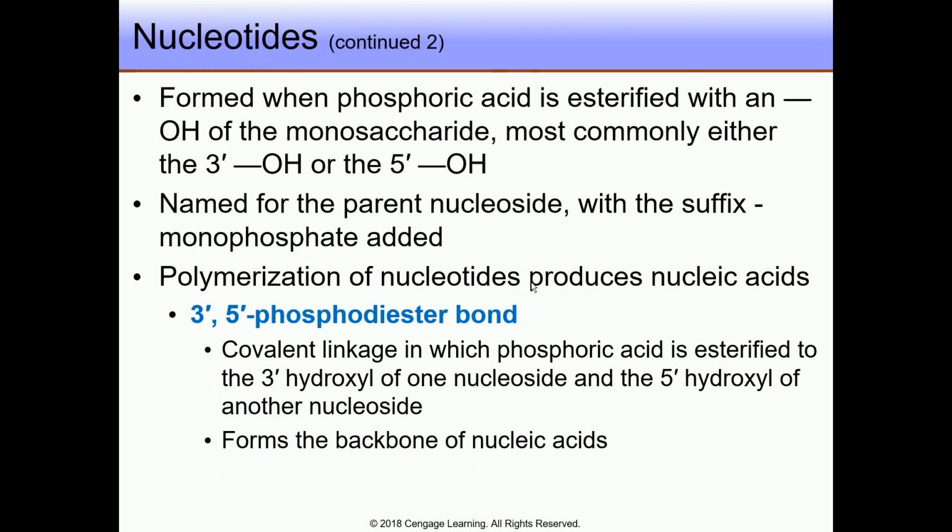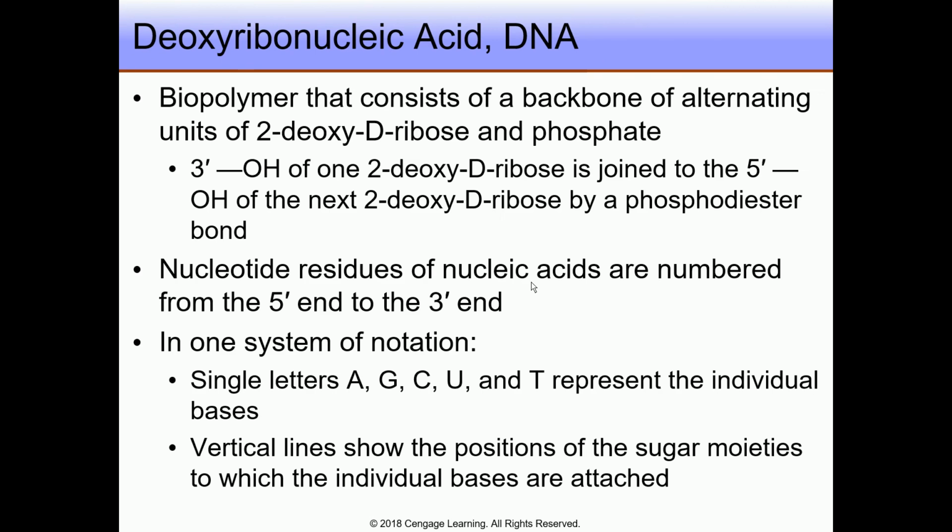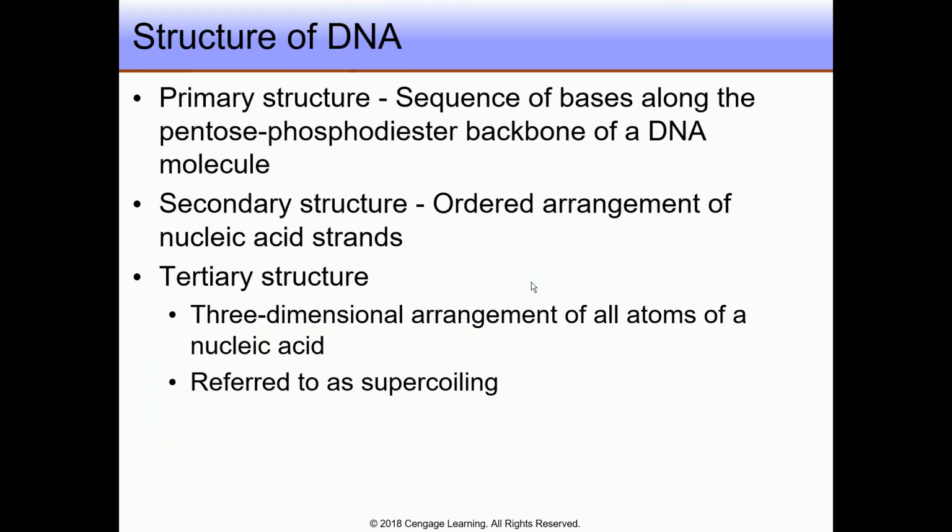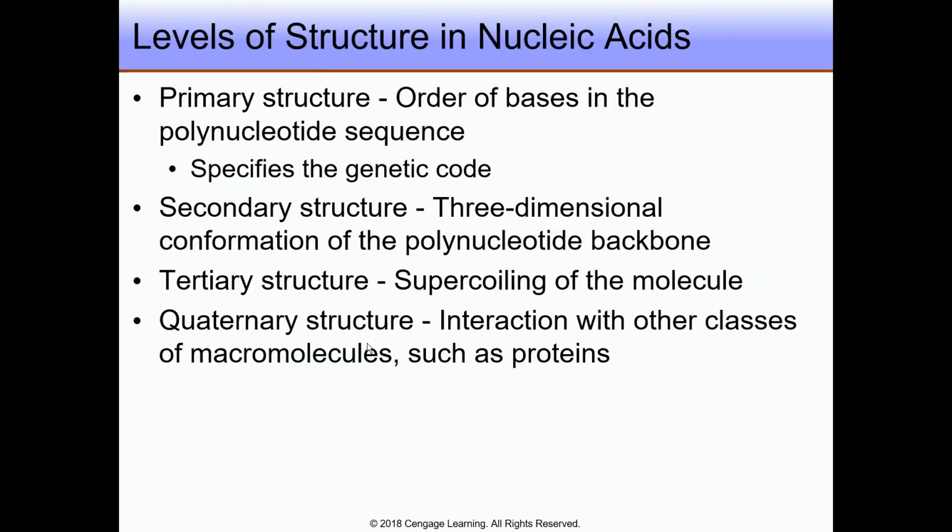So there is some information about the structure of nucleic acids at 4 different levels here. Primary structure: sequence of bases. Secondary structure is the ordered arrangement of nucleic acid strands. Then the tertiary structure is the supercoiling, and the quaternary structure is the interaction of the nucleic acids with other macromolecules like proteins.